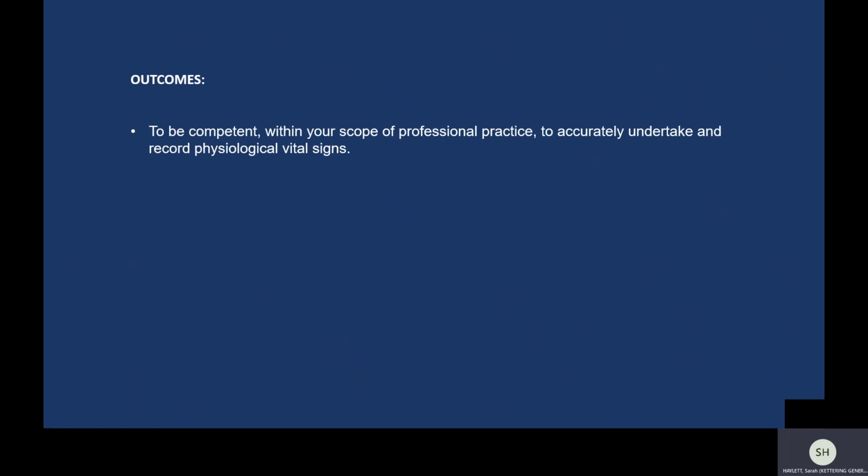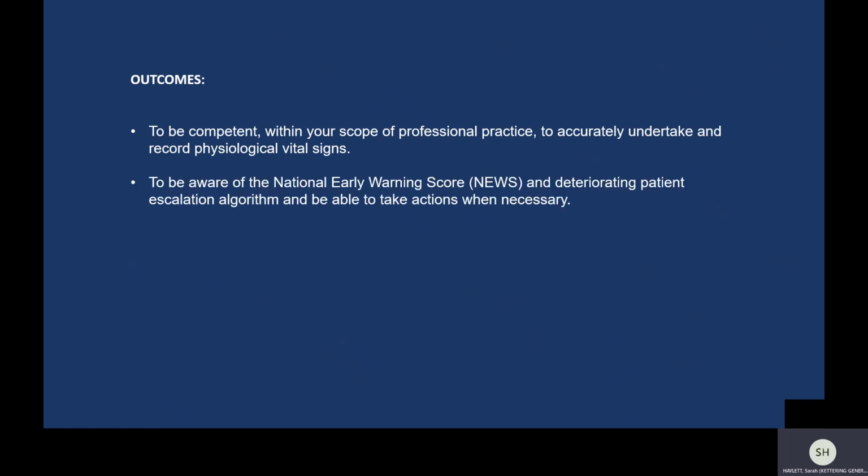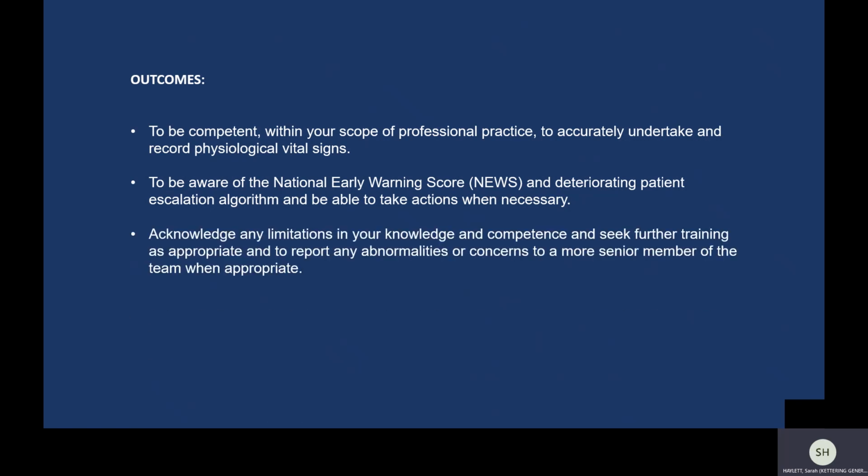So the outcomes of this session are for you all to be competent and to accurately carry out observations and to record your patient's vital signs, for you to understand what a NEWS score is, to recognise a deteriorating patient, to use the deteriorating patient escalation algorithm and to take action when necessary. It's also important for you to be aware of your own limitations in your knowledge and competence and to undertake further training if necessary. You must also report any concerns to a senior member of your team.